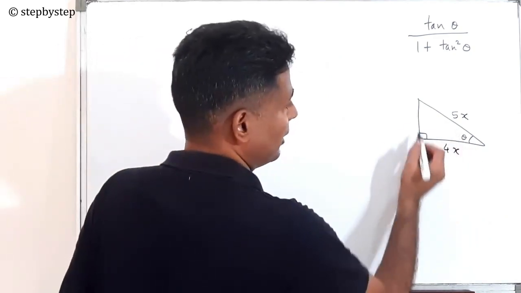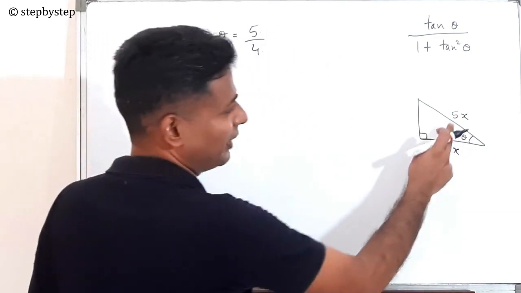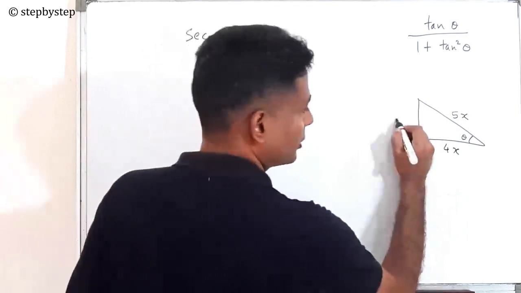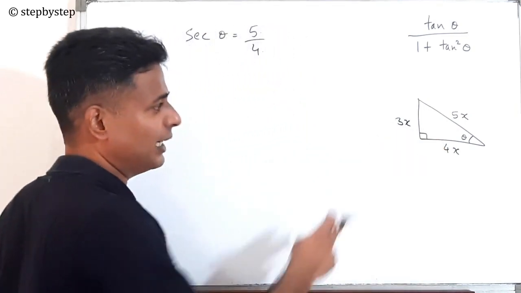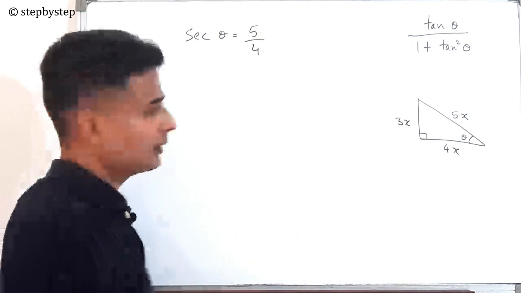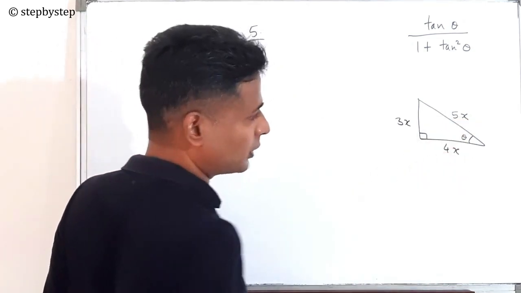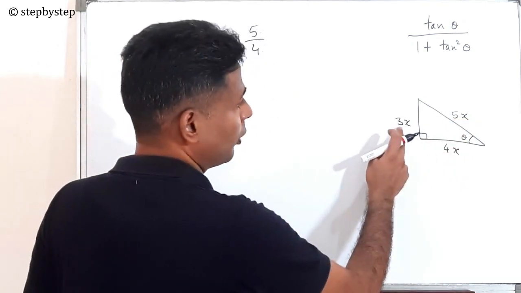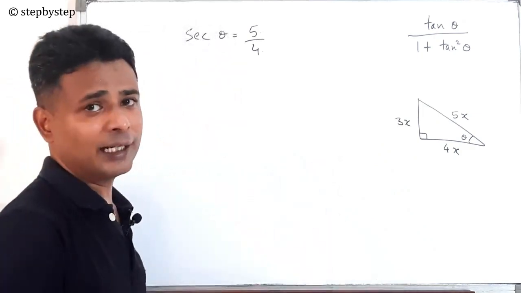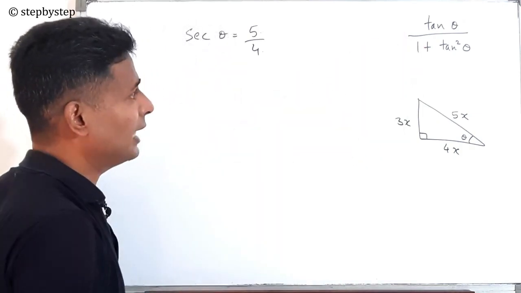We got this. Now we can find this using Pythagoras theorem. These are very common values, 5x and 4x. So without doing, if you have practiced enough, you can directly tell this side will be 3x. 5 square 25 minus 4 square 16 is 9. Root of 9 is 3. So directly you can get the third side. Now easy to calculate that.